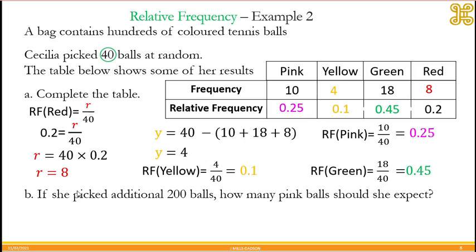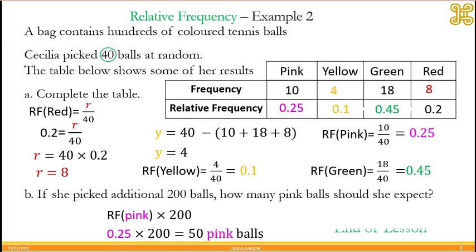Now, having completed this, we are supposed to work out how many pink balls we should expect to be picked out of 200 balls. Picking a pink out of 40 balls was 0.25. We're going to use this one to scale up our answer. So it's 0.25 times the number of trials. So probability, relative frequency of pink, which is the same as probability, times it by 200. That's 0.25 times 200. And that will give us 50 pink balls. It's expected to be picked out of 200 balls.